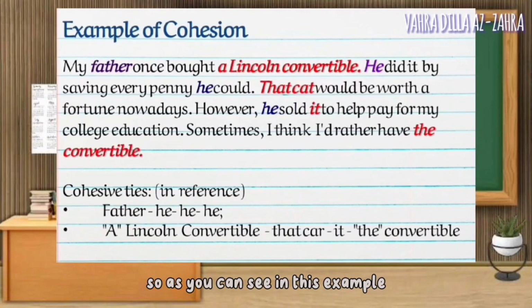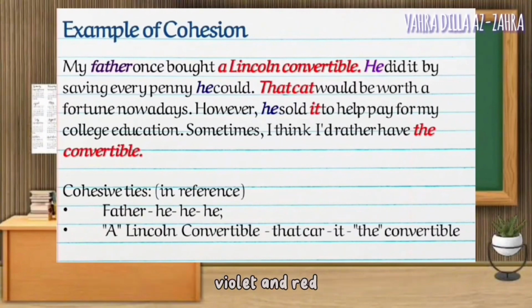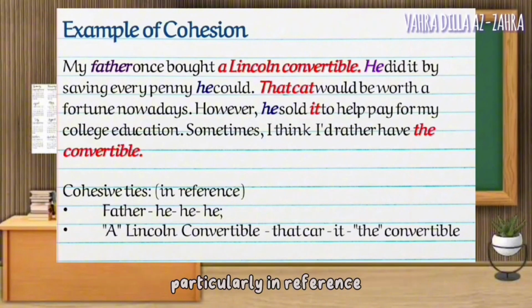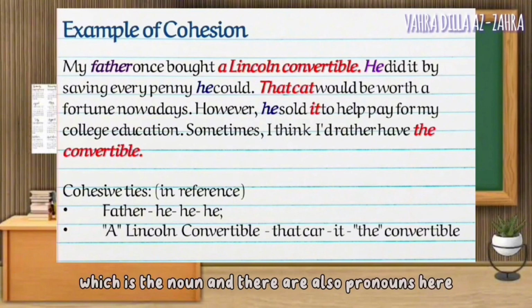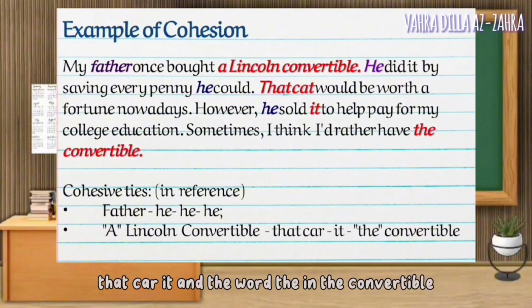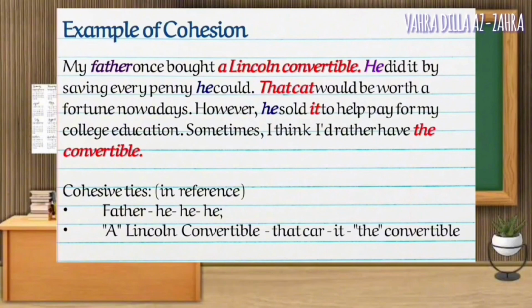So, as you can see in this example, there are words that were highlighted with color violet and red. These are the cohesive ties used in this text, particularly in reference. For example, the word father, which is the noun, and there are also pronouns here that were used 3 times. And also a Lincoln convertible, that car, it, and the word the in the convertible. So these are examples of cohesive ties in reference.